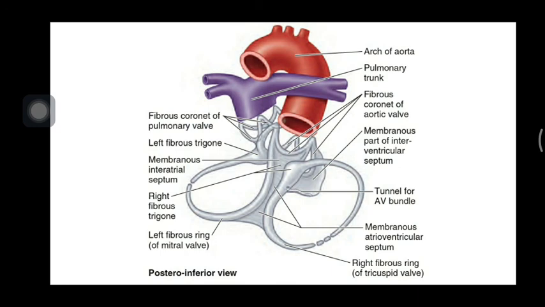The clinical importance of the fibrous skeleton of the heart is in prosthesis operation of the heart valves. The fibrous skeleton is capable of holding sutures under persistent tension.